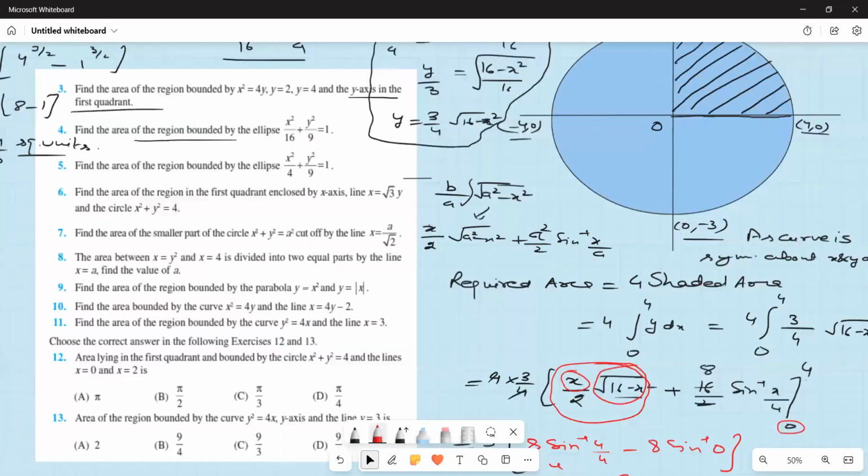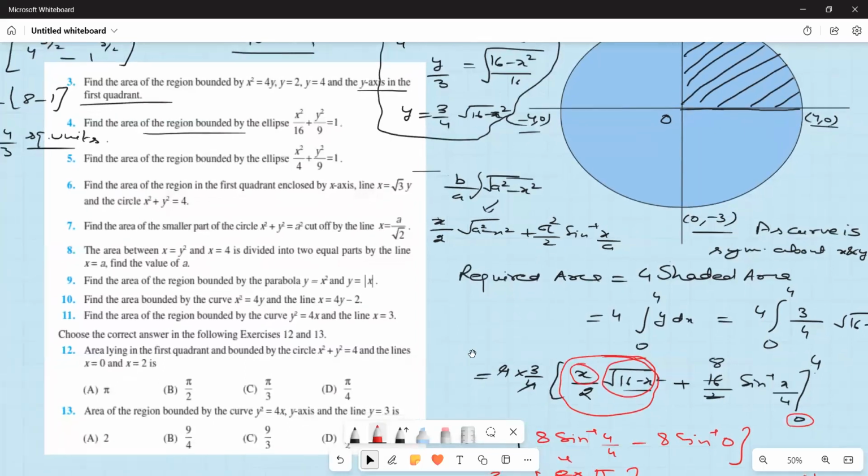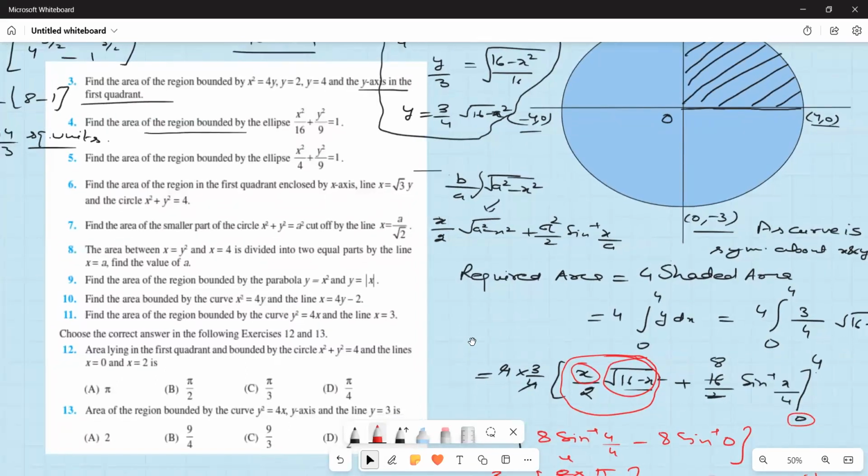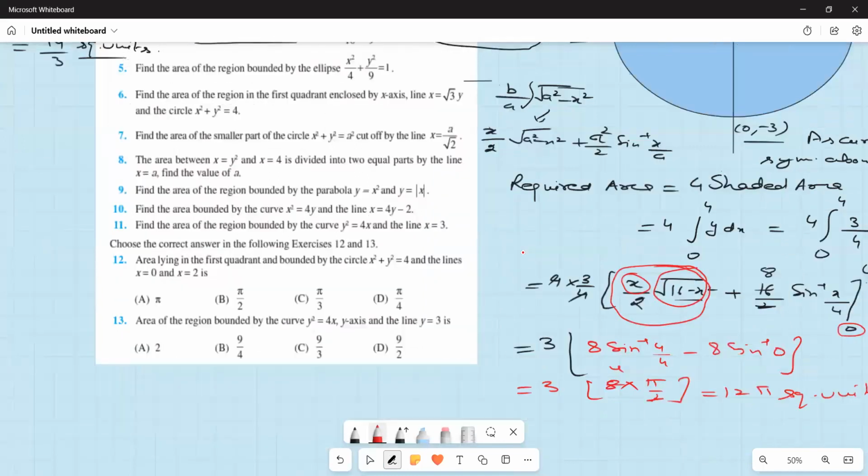Next, this is a vertical ellipse. So same you will do, but take it along x-axis only. So what will be your integration? 4 times integral 0 to 3, b by a, b is 3, a is 2, square root of a square minus x square dx. Clear? Sorry, 0 to 2, not 3, because this is of this type of ellipse. Here it is 2, 0. Here it is 0, 3. I missed it. So this is 0 to 2.